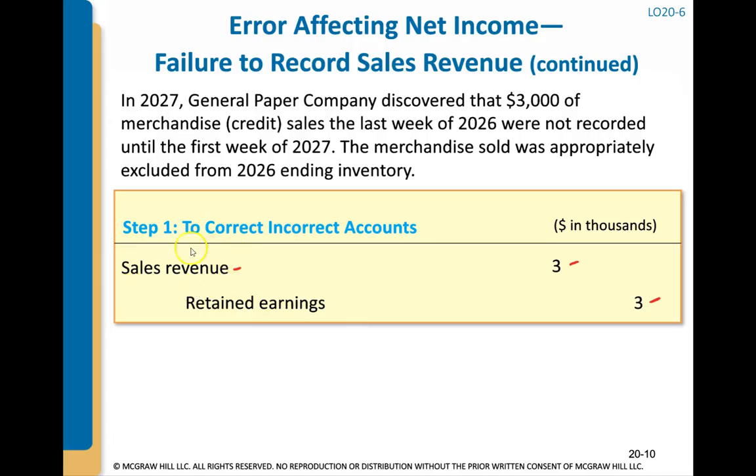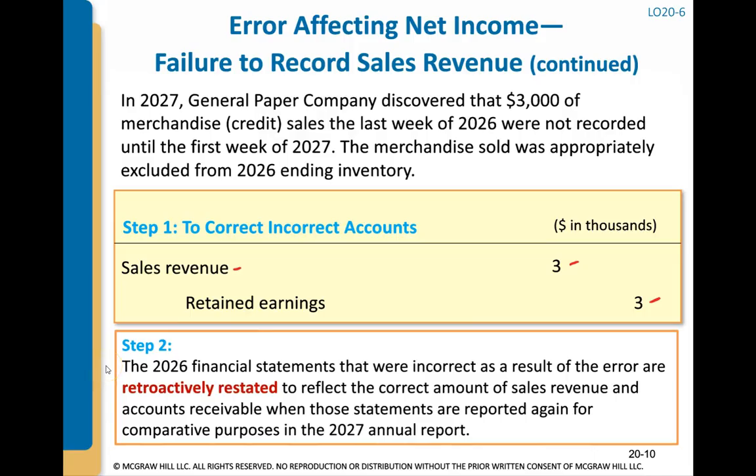This debit is removing the 2027 sales revenue number that should not have been recorded in 2027. And since we can't record the sales revenue in 2026, we have to book it in the retained earnings account.